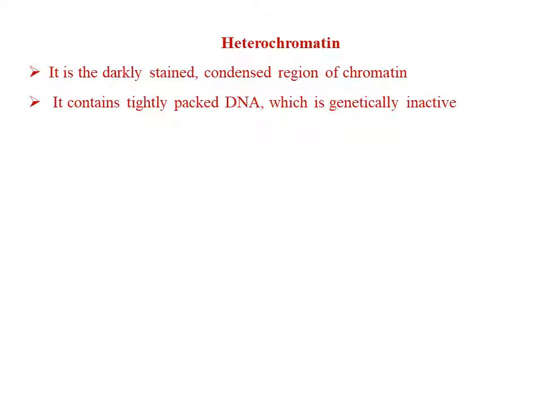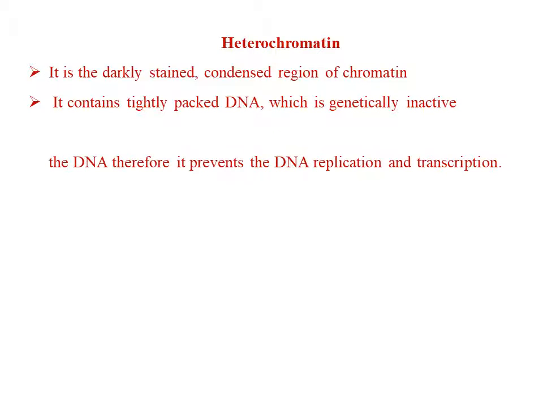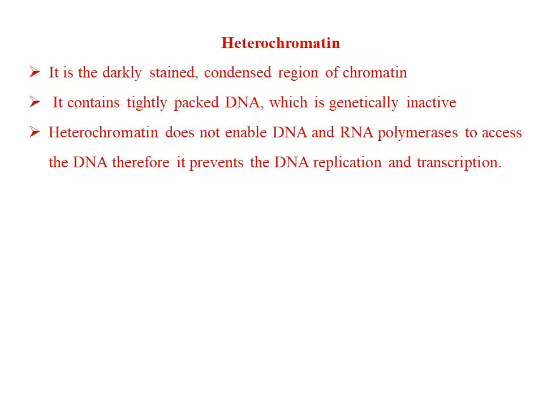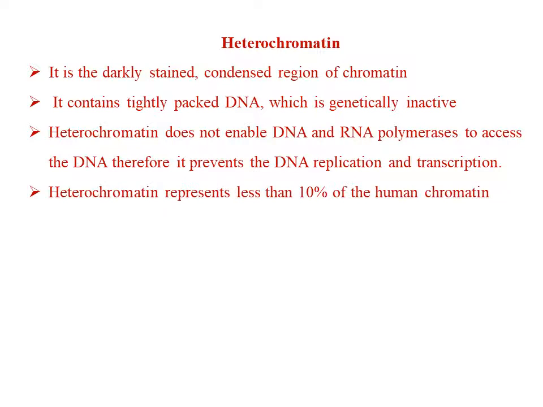You can see the heterochromatin. Heterochromatin is the darkly stained as well as the condensed region of the chromatin. It is tightly packed DNA which is genetically inactive. The heterochromatin does not enable the DNA and the RNA polymerase to access the DNA. Therefore, it prevents DNA replication and transcription. The heterochromatin represents less than 10% of the human chromatin.